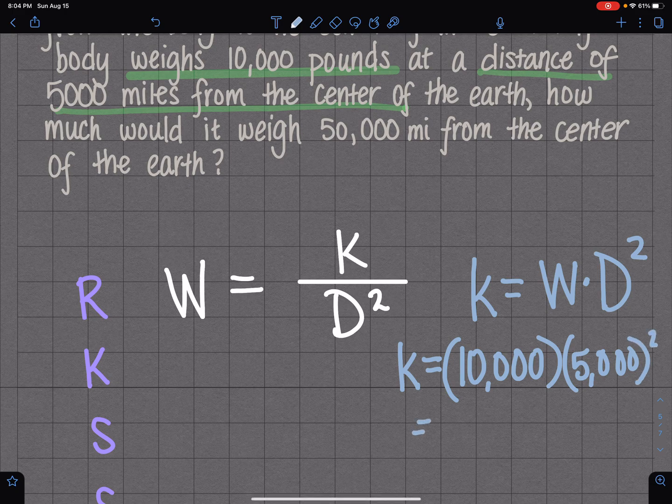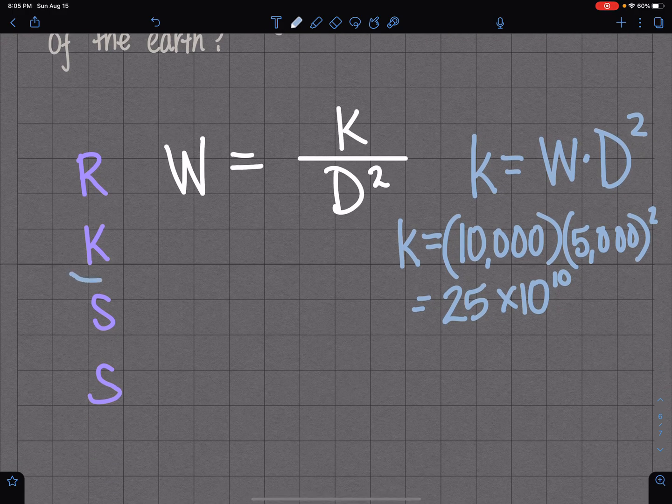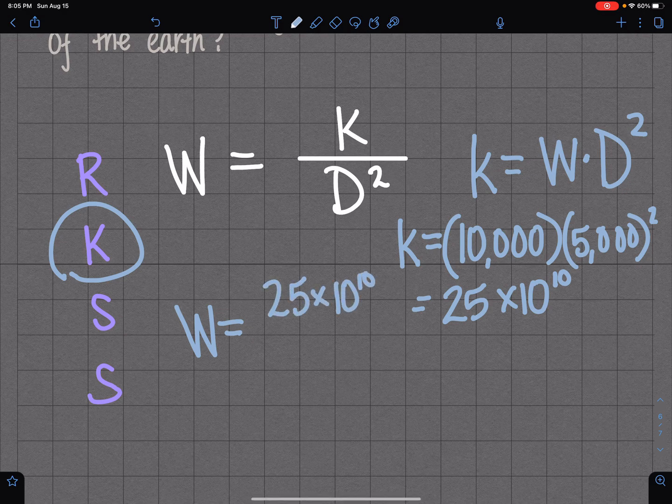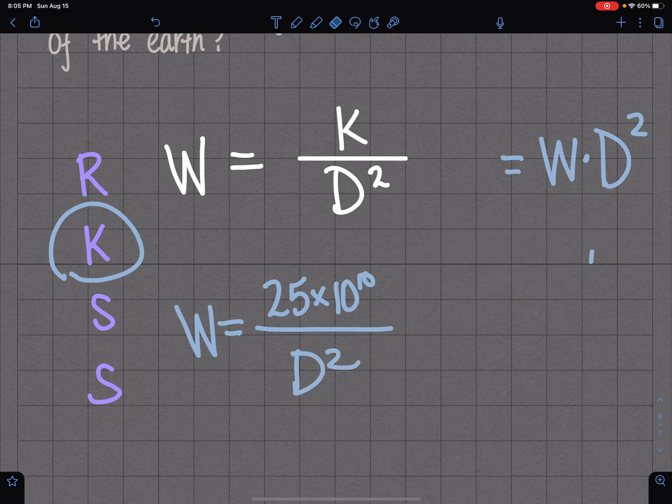And they simplified it in the book to 25 times 10 to the 10. You might need to use your graphing calculator on that. Okay, so now it says, how much would it weigh? So, if we're doing what works, we solved for k. We know what k is. k is this ginormous number. Then we stick it in our equation. So the w is going to be equal to this humongous number divided by d squared. Now I can erase this to make it less confusing.